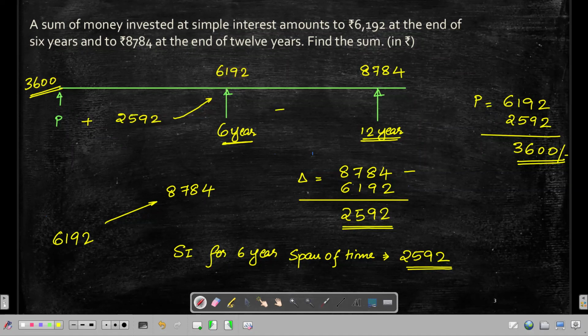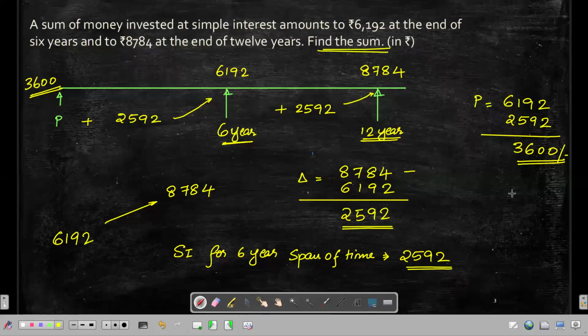Next 6 years, it again grows by 2592. So 6192 plus 2592, there you go, you are getting the result here as 8784. So that is what is happening, right? Now we are able to do this question very easily because simple interest always follows linearity. So what the question asks is to find the sum, the principal amount. And I can see that the final answer is equal to 3600. And that is what you have to consider here.